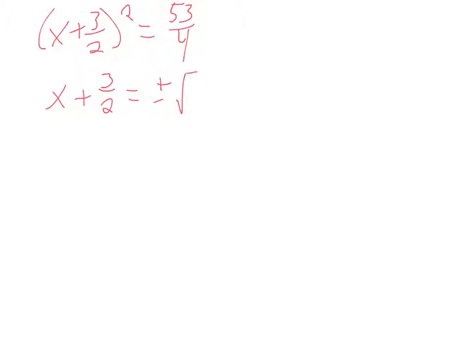So we always have to take the plus minus square root. And that's true anytime we take the square root of both sides of an equation. We have to use the plus minus square root. So we'll end up getting, and the last thing to do is just subtract the 3/2.